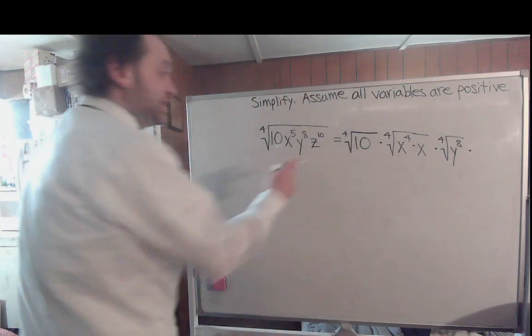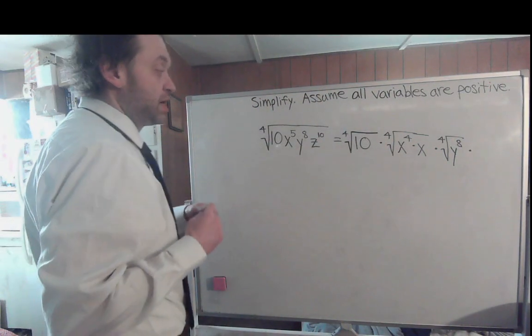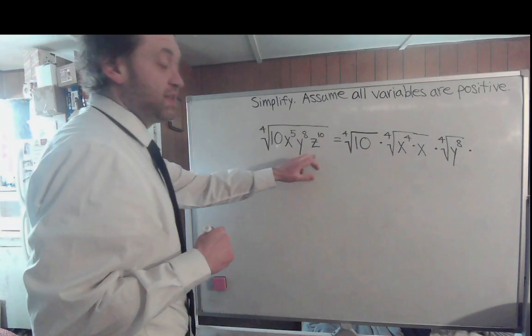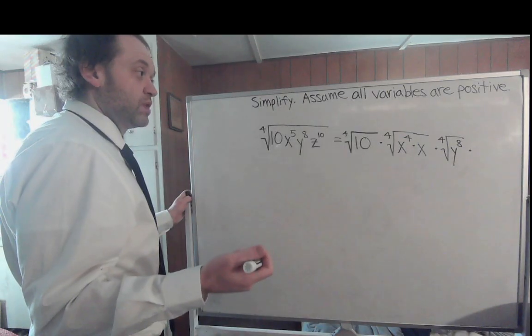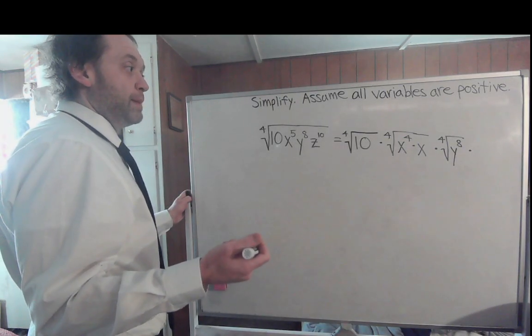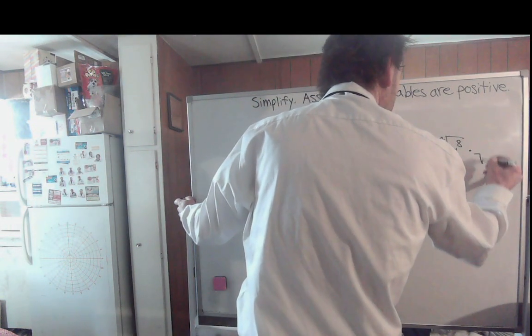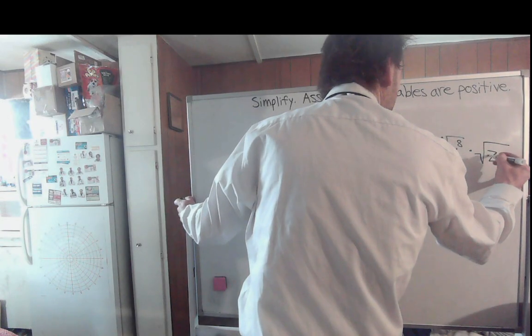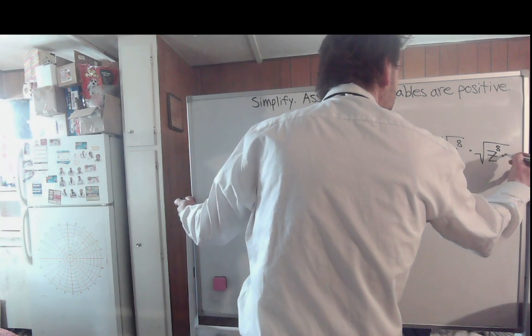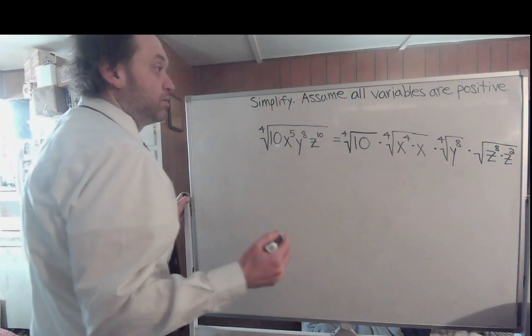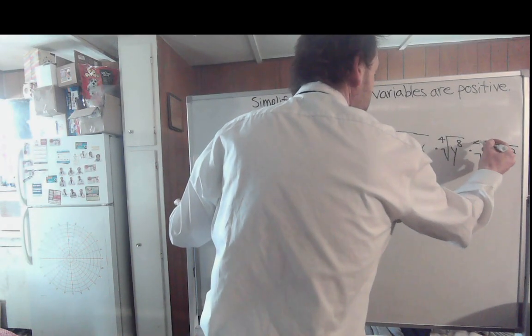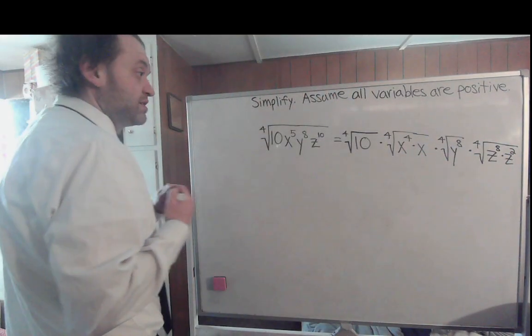Now let's look at z to the 10th. If you took z to the eighth times z to the second, that would also give you a perfect fourth. So you'd have z to the 8th times z to the 2nd. Now, whoops, that's a fourth root, not a square root. Now let's take each of these individually.